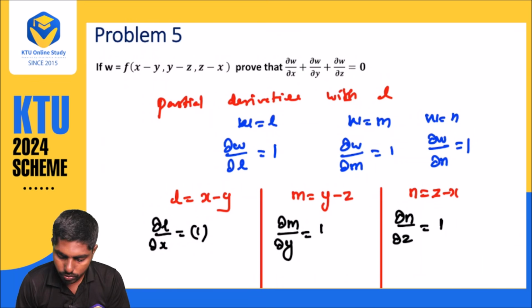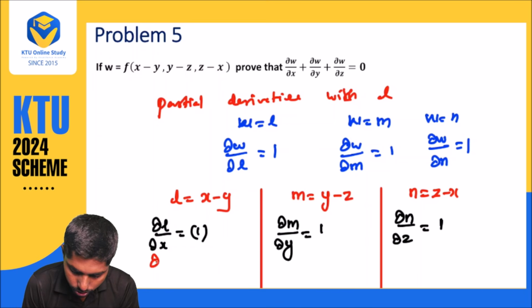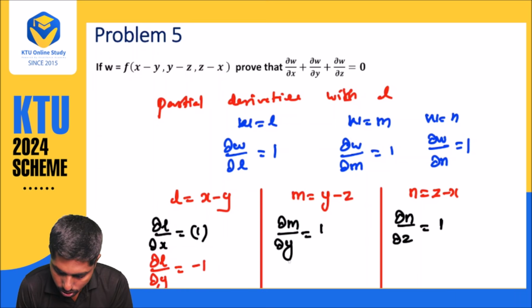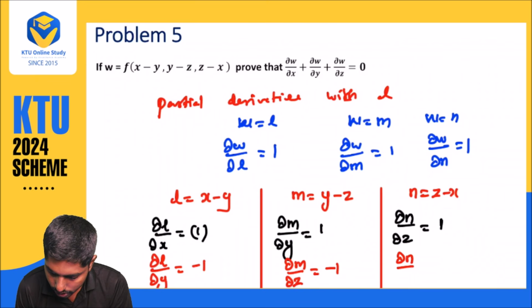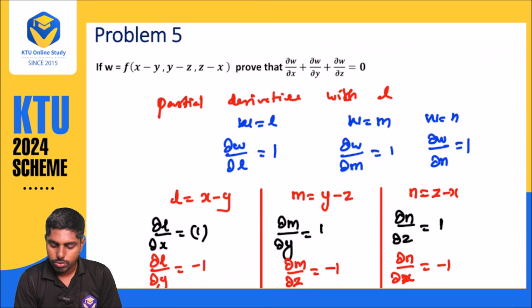Similarly, what are the rest we want to identify? We also want to identify dou L by dou Y, that we will get as minus 1. Here also dou M divided by dou Z we want to identify, that is nothing but minus 1. Here also dou N divided by dou X, that is nothing but minus 1. So now substitute everything in that value, and we will get our required answer.